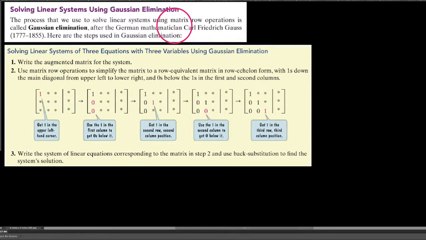Okay, YouTube, in this video we're going to focus on a method of solving a system with matrices that's named after a German mathematician, Carl Friedrich Gauss. And so Gaussian elimination is the name that we give to this method for solving a system.